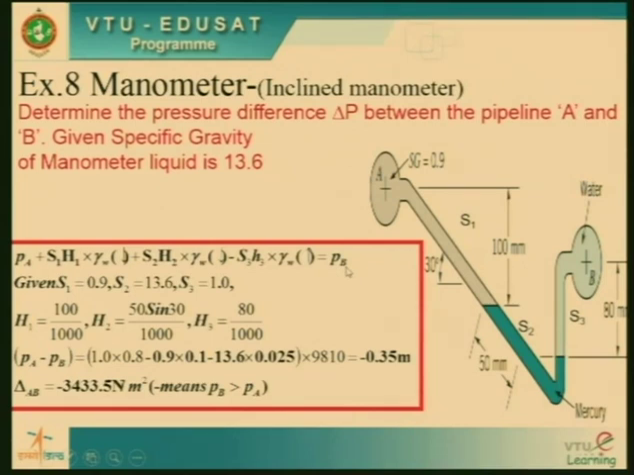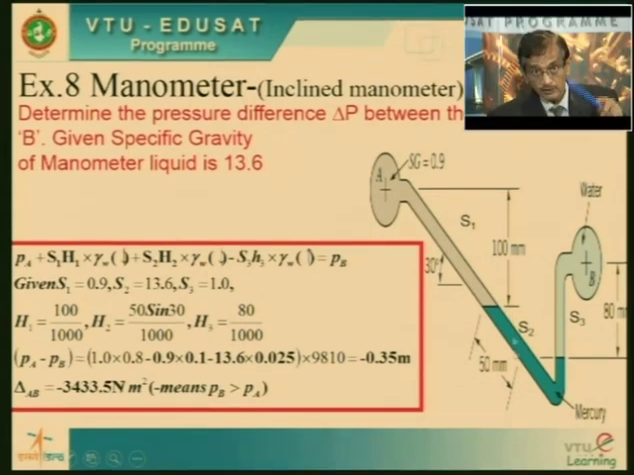Suppose if it is open to atmosphere, I will put it 0, but it is not open. So we started from PA, we started the journey S1, H1, gamma W, we again went down S2, H2 sin theta, gamma W. From here we are going upwards, so minus S3, H3, gamma W. And it is equated to the pressure at point B. Substitute all the values, my dear friends. Those who have a calculator, you can work it out and you can see, surprisingly, PA minus PB is coming negative. What does it mean?